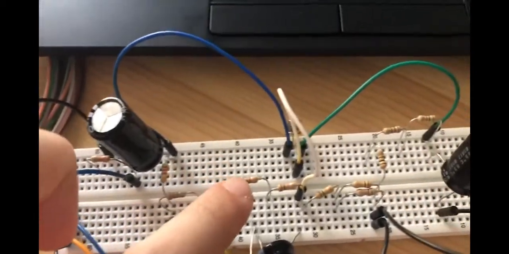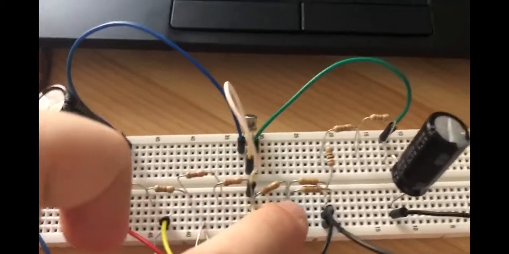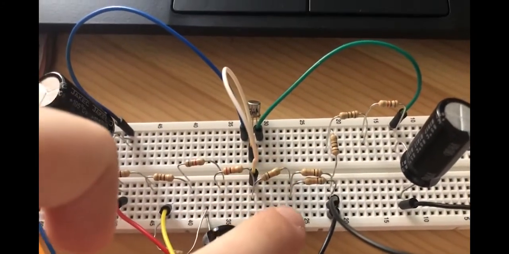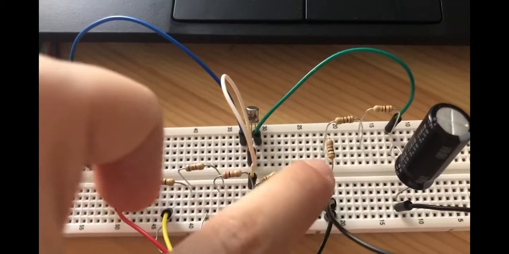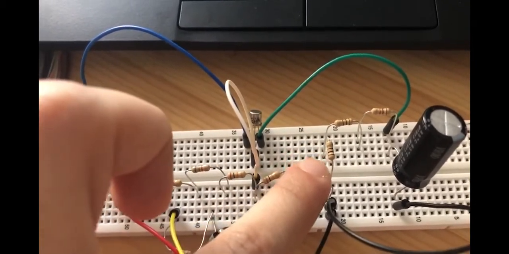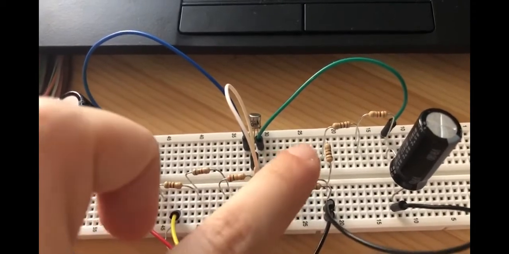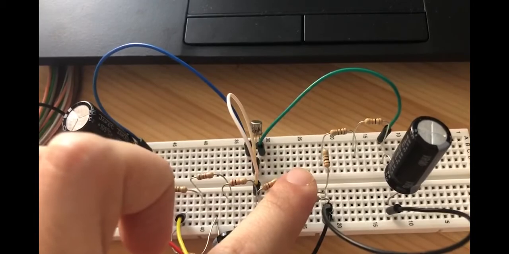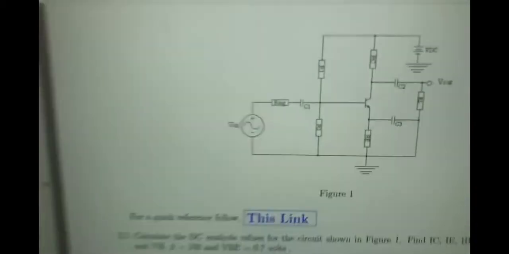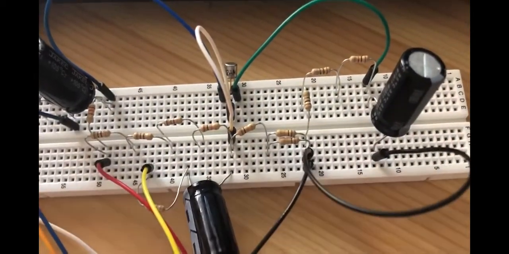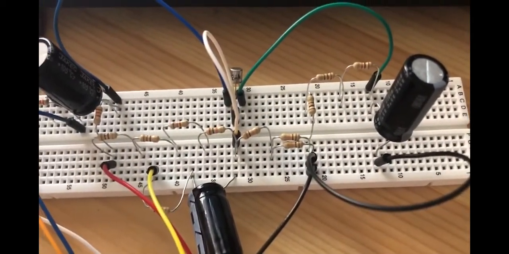Then I have 15 kilo ohm, which is made up of 10 kilo ohm and two 10 kilo ohms in parallel. So 10 kilo ohm in series with two 10 kilo ohm in parallel is going to give us 15 kilo ohm. And the 15 kilo ohm, which is R2, goes to ground. And you can see that this is going to ground again, the black wires.